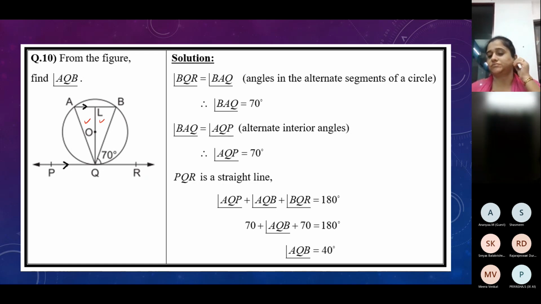Yes, Meera? Is it possible to show that the triangles are congruent to each other? Ma'am, I find that QL is common and L is an altitude, so it's 90 degrees. It's not given, no, we cannot assume it's the altitude.